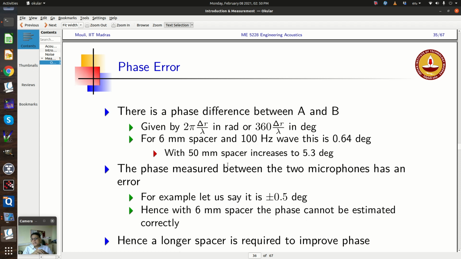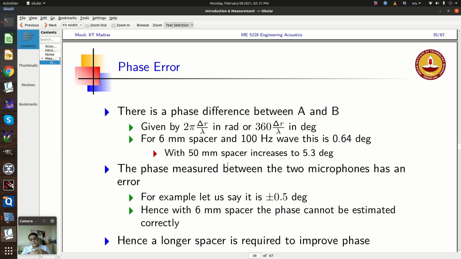So when you do this measurement, there is a measurement error because of the phase difference between the two microphones. So the phase is estimated only to an accuracy of plus or minus half a degree. Now obviously, if I have a 6 millimeter spacer and I am interested in a 63 hertz wave, the actual phase difference itself is half a degree, and your error in measurement is half a degree. Therefore you will not be able to get this phase measured correctly, right?